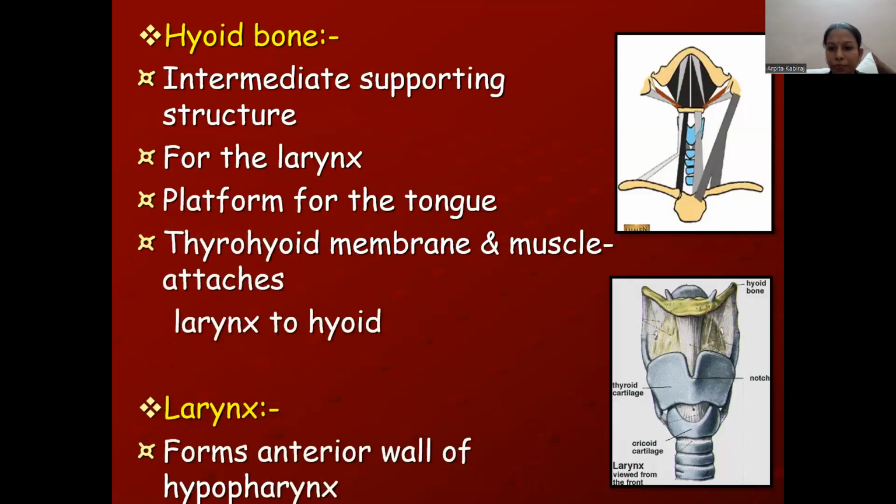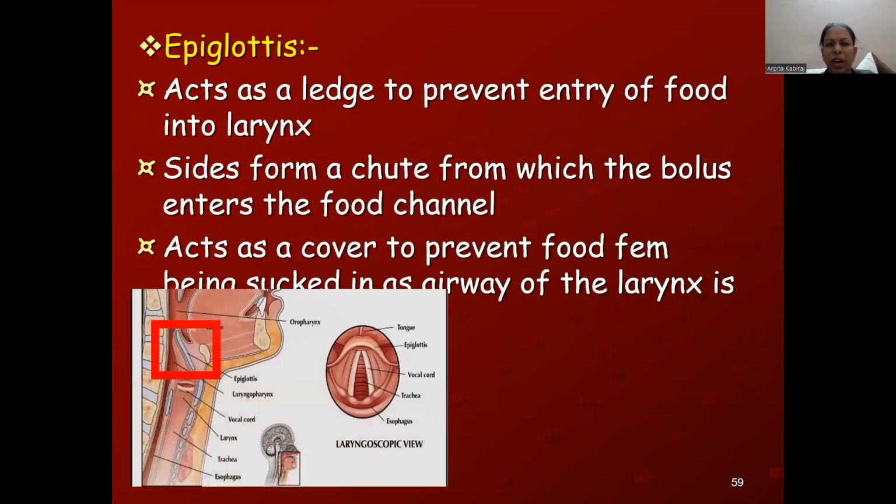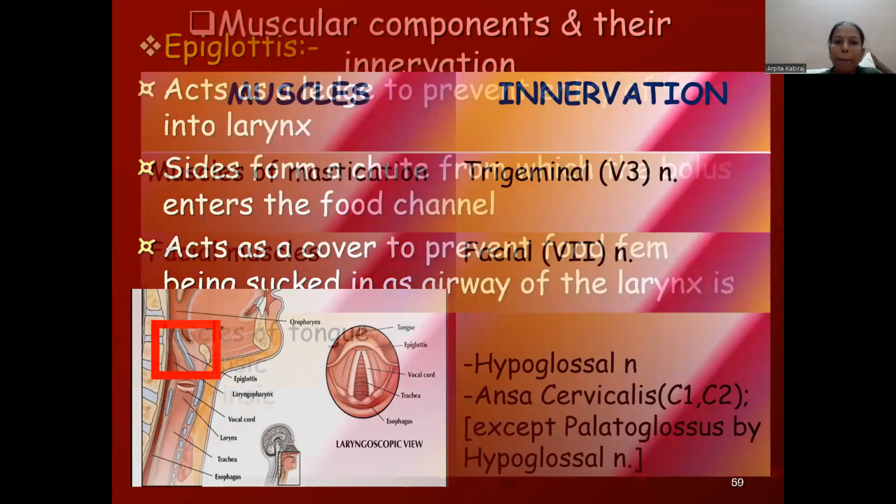The hyoid bone is an intermediate supporting structure for the larynx and acts as a platform for the tongue, and the thyrohyoid membrane and muscles attach the larynx to the hyoid. The larynx forms the anterior wall of the hypopharynx. The epiglottis acts as a ledge to prevent the entry of food into the larynx. The sides of the epiglottis form a chute through which the bolus enters the food channel, and it acts as a cover to prevent food from being sucked into the airway if the larynx is open.